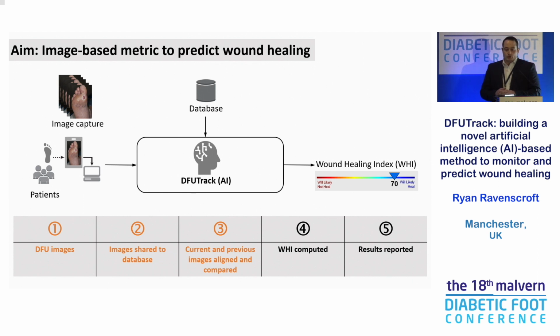This next slide is a summary diagram of the development of our model, and I'm pleased to report that we've completed the first 2 to 3 stages, with stages 4 and 5 still in development. Stage 1 has been the image collection, stage 2 has been the image storage onto our database, and stage 3 has been the image analysis, which I'll touch on in the next few slides. Stage 4 will be the development of a wound healing index, and stage 5 will be the reporting of our results.